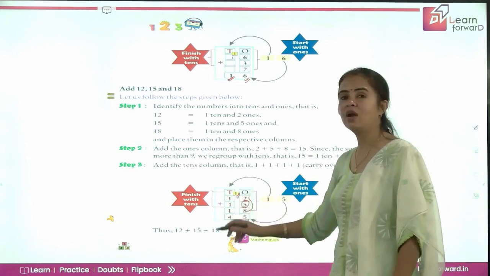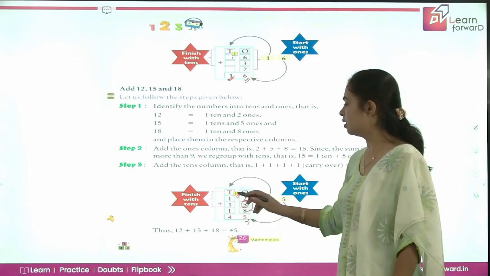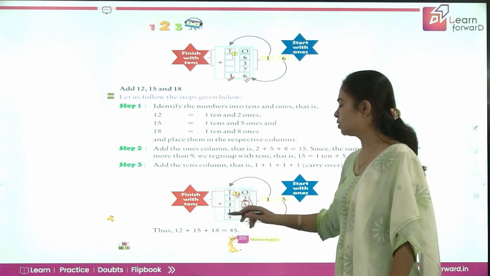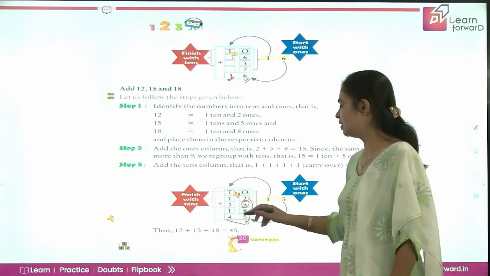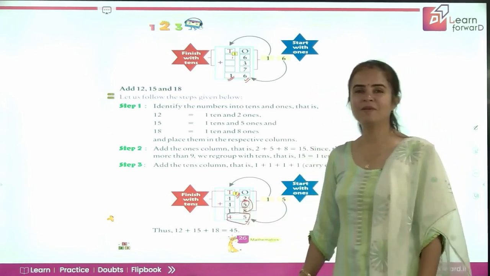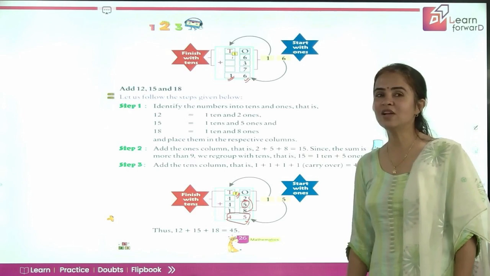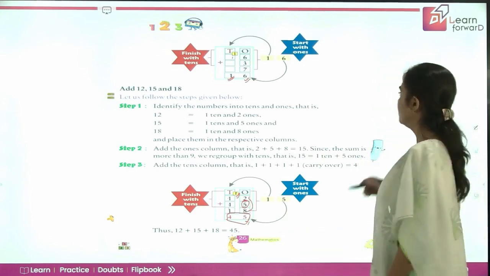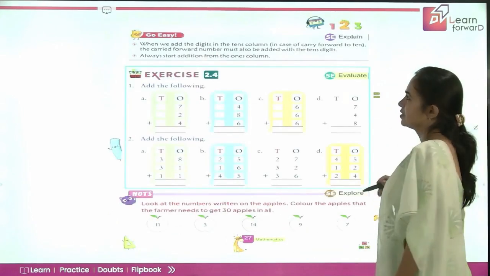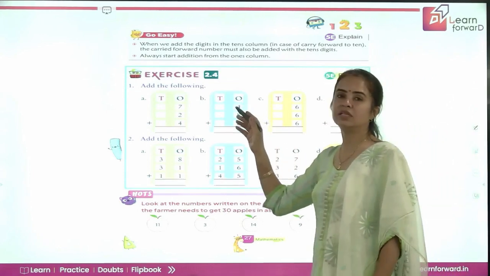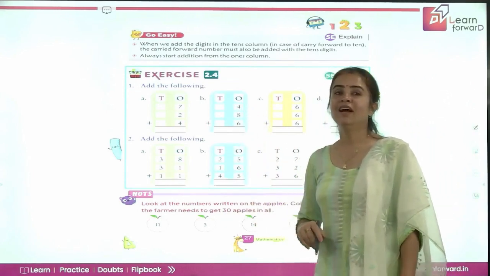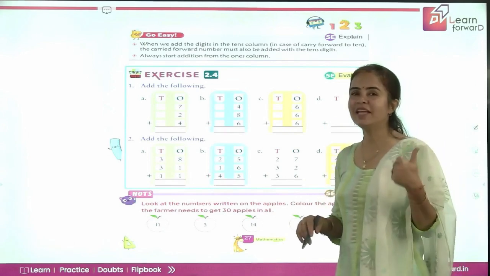Now let's add all the tens digits together. 1 plus 1 is 2 plus 1 is 3 plus 1 is 4. So your sum is 45. Easy, interesting also. See how simple addition is. Now we have an exercise here. Let's do this. 8 plus 4 is? Okay, children, do you see one thing here?